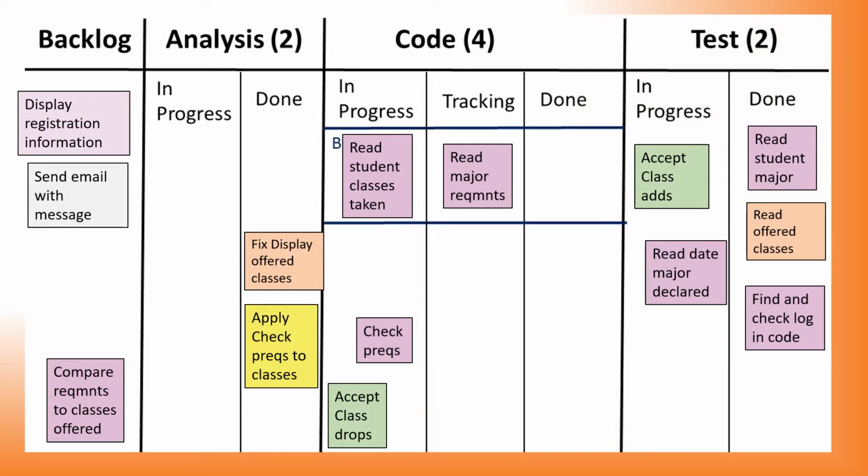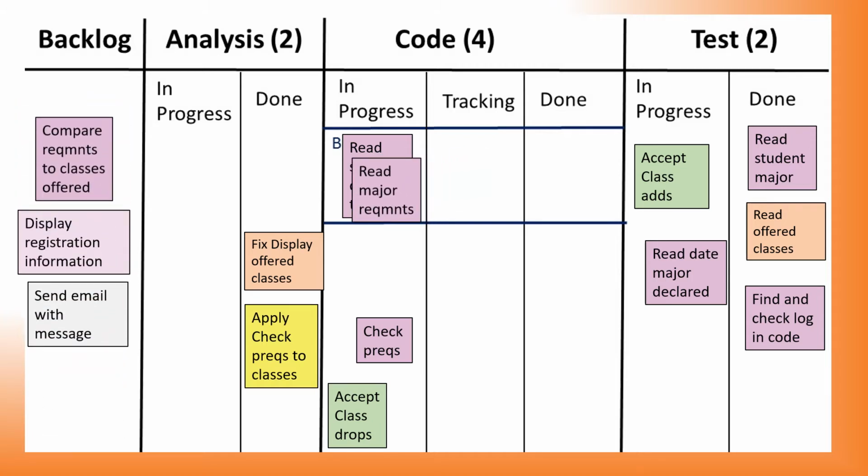The database administrator is finally back from his vacation and can fix the problem with reading the major requirements. The task in tracking moves back to the In Progress column, and the task to compare the major requirements to the classes offered gets moved to the top of the backlog.